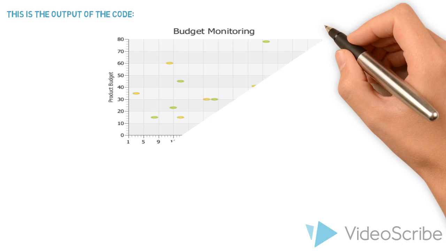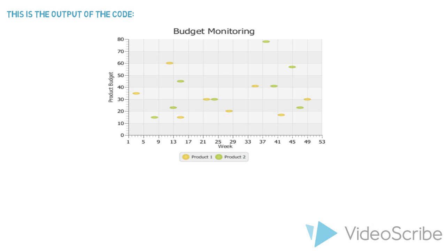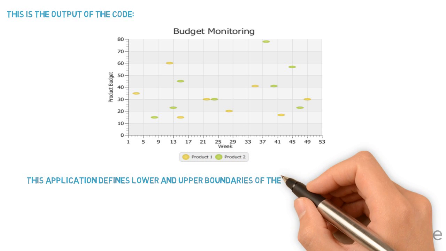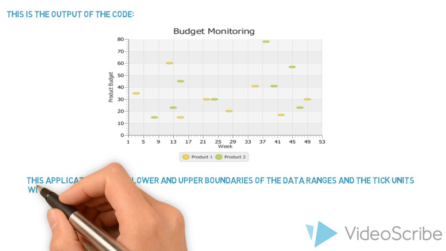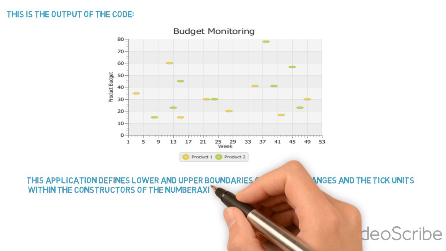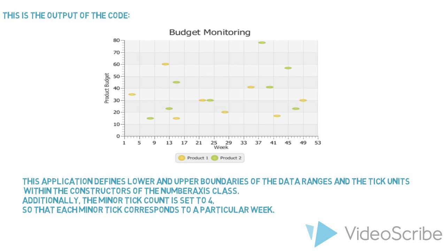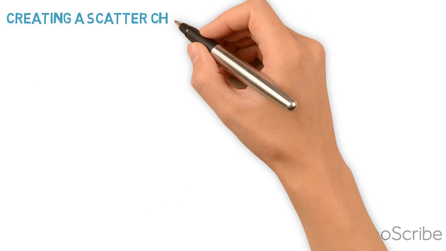This application defines lower and upper boundaries of the data ranges and the tick units within the constructors of the NumberAxis class. Additionally, the minor tick count is set to 4, so that each minor tick corresponds to a particular week. Scatter chart. Creating a scatter chart.